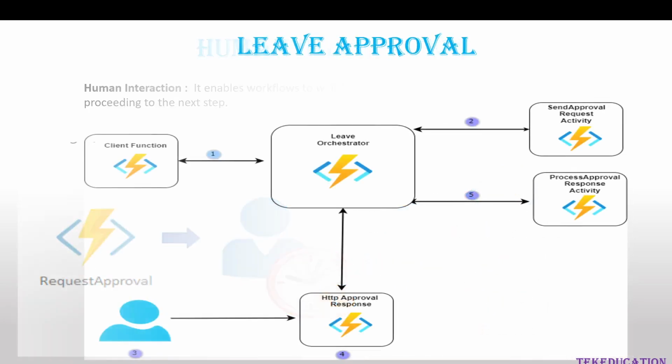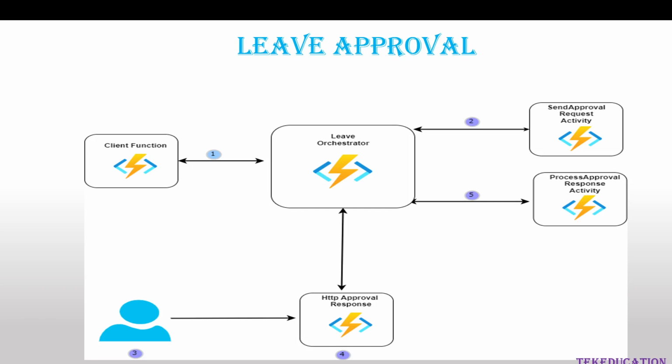And the best example for this particular pattern is leave approval system, where you apply for a leave and the manager either approves or rejects, and the status of this particular leave is getting updated into the database. The client function is invoking the leave orchestrator function. This leave orchestrator function invokes send approval request activity. This send approval request activity is the activity function. Based on some business rules, it will send a notification email to the user. Till you get response from the user, this particular workflow should be in a pause state.